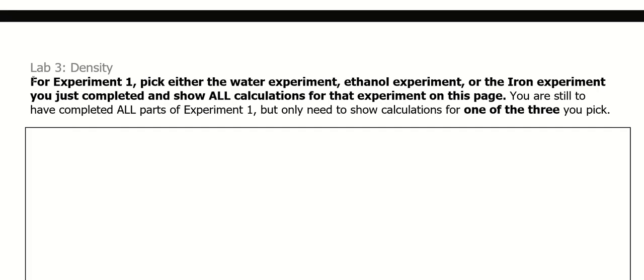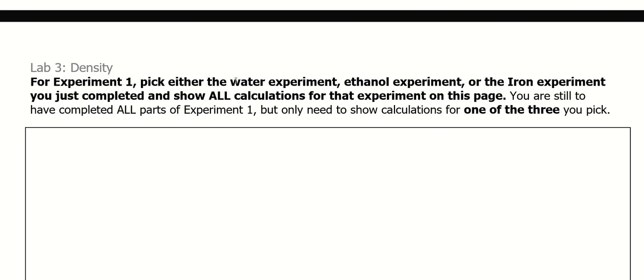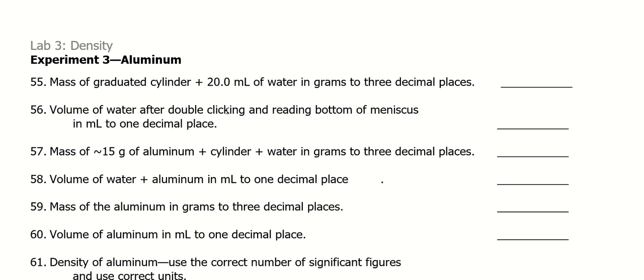And then, like I said, in the procedure, I would like for you to pick one of those 3, either the water, the ethanol, or the iron, and then show the calculations for it, okay? And I gave you that box to show all those calculations. You can do them by hand.